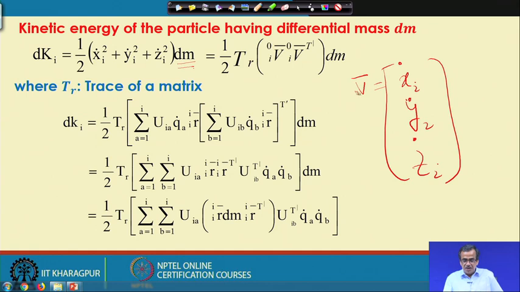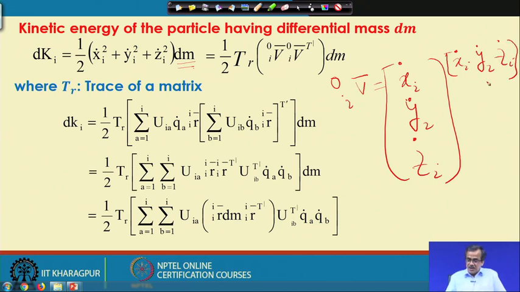Now, this v bar is nothing but v_i with respect to 0, which is this. Now, this v_i with respect to 0, trace of that. So, this is nothing but a 3 cross 1 matrix, and I can write down its trace here: x_i dot, y_i dot, then comes z_i dot.